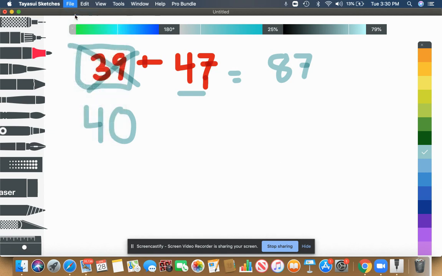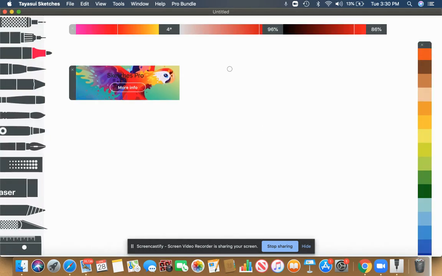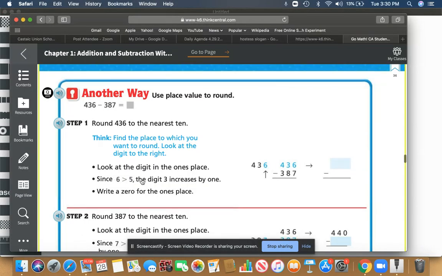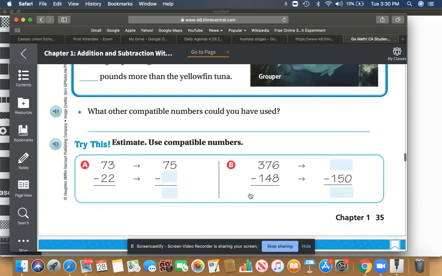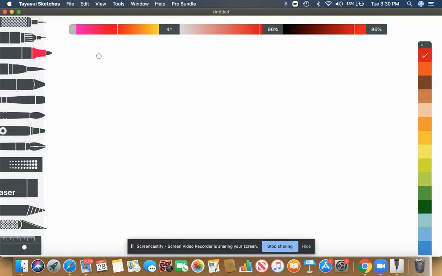I've got to go kind of quick because I only have 5 minutes. Let's go ahead and do a couple of the problems they give us. Let's look at B on the first page here: 73 minus 22. For this one, they want us to estimate the difference, 73 minus 22.